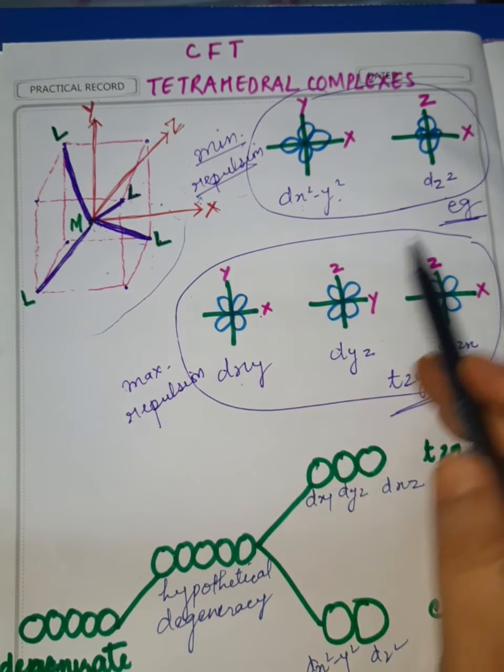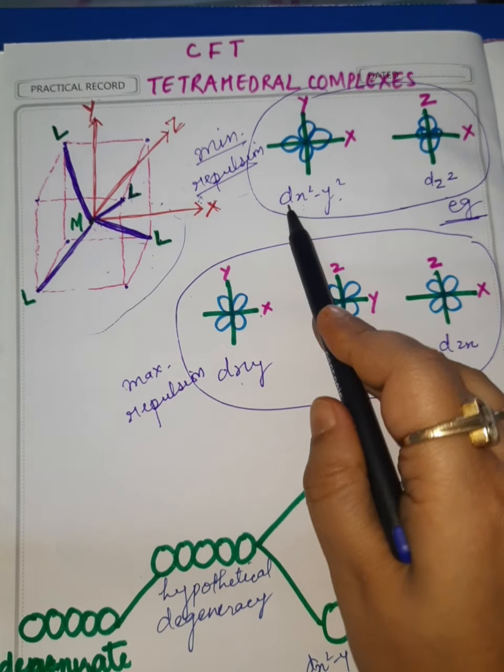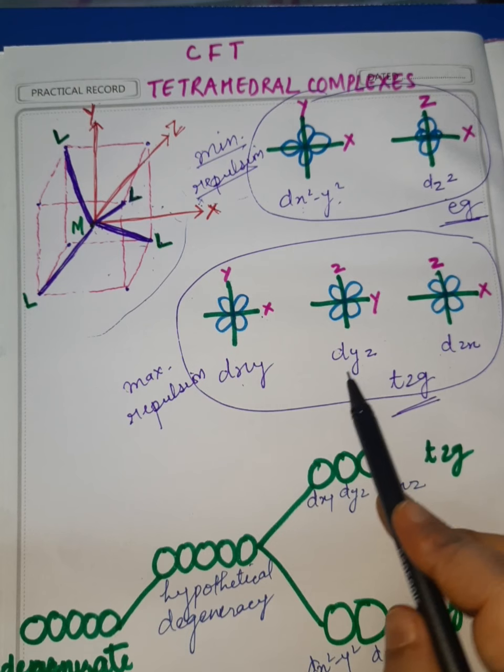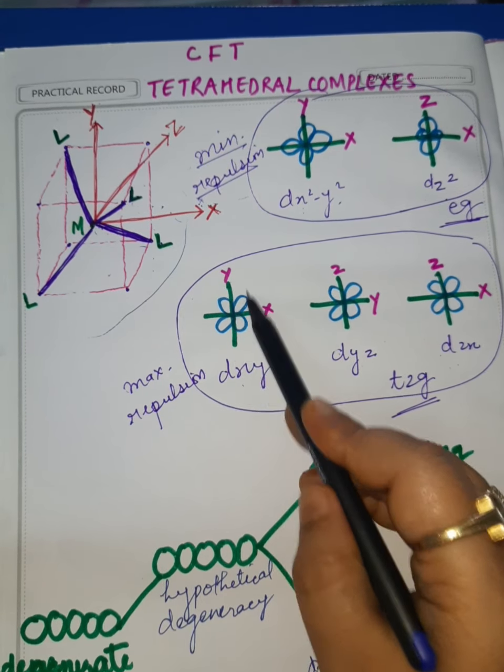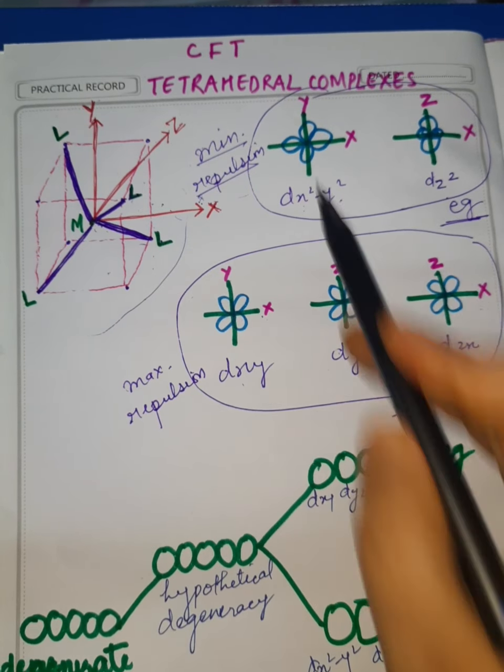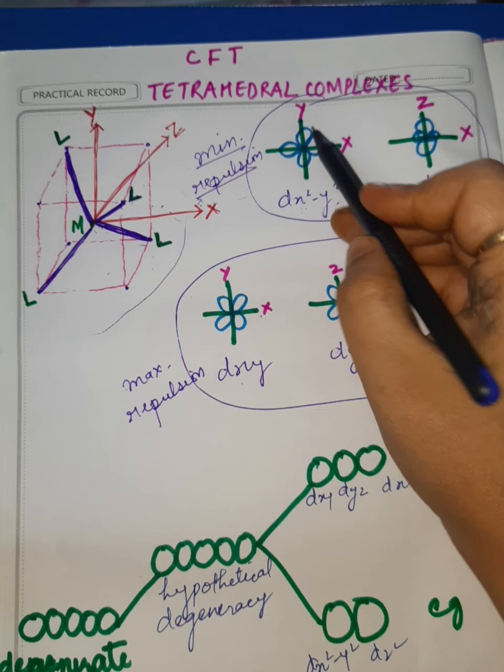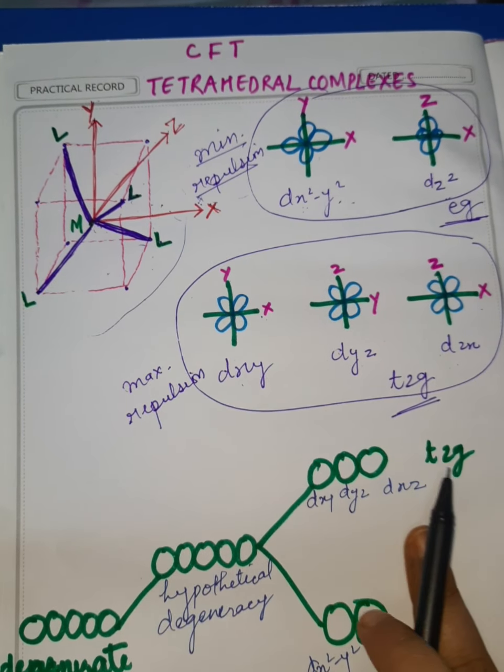Orientation of the lobes of d orbital. So we know 5 d orbitals are there: dxy, dyz, dzx, dx square minus y square and dz square. So dxy, dyz and dzx orbitals have their lobes in between the axes. And dx square minus y square and dz square orbitals have the lobes along the axis. I hope it is clear.